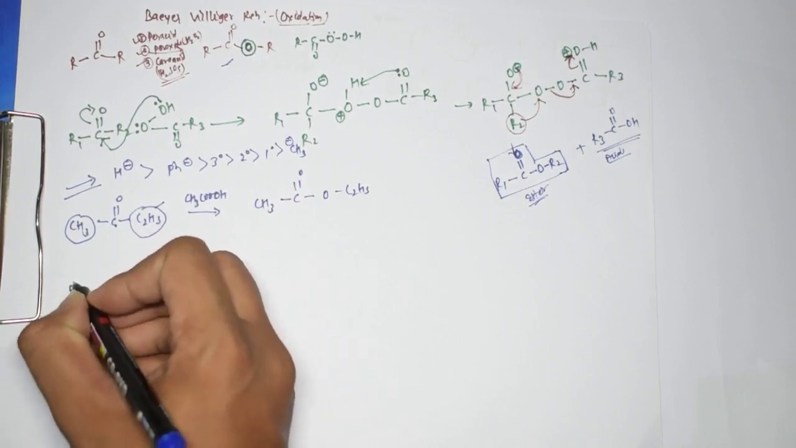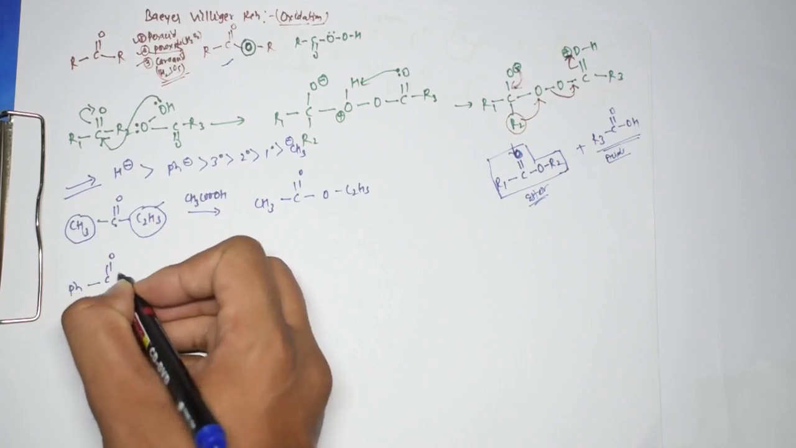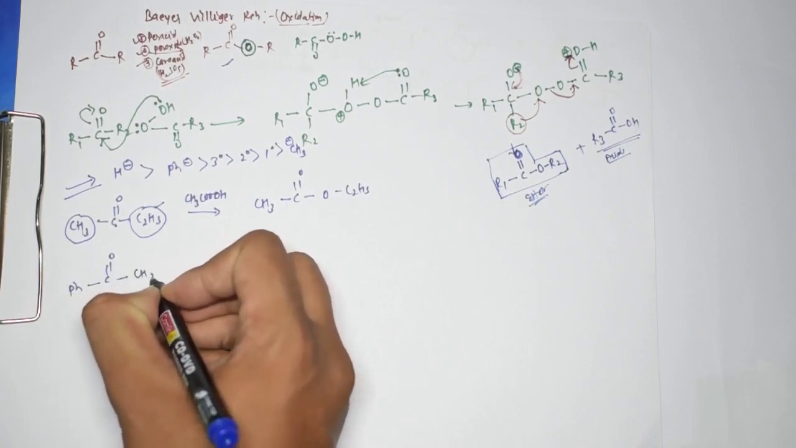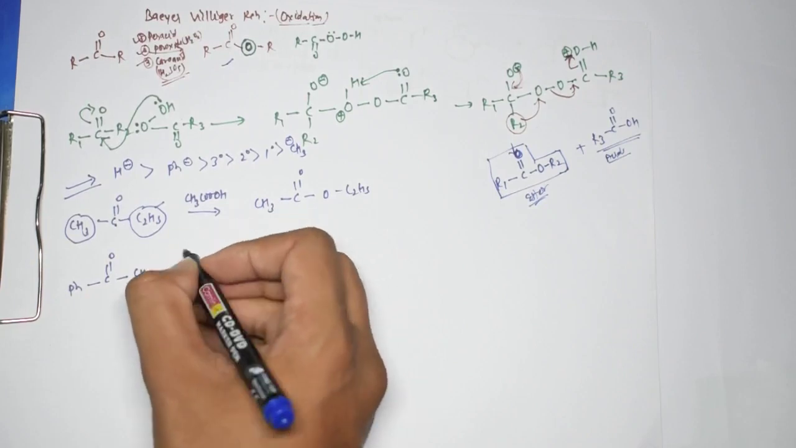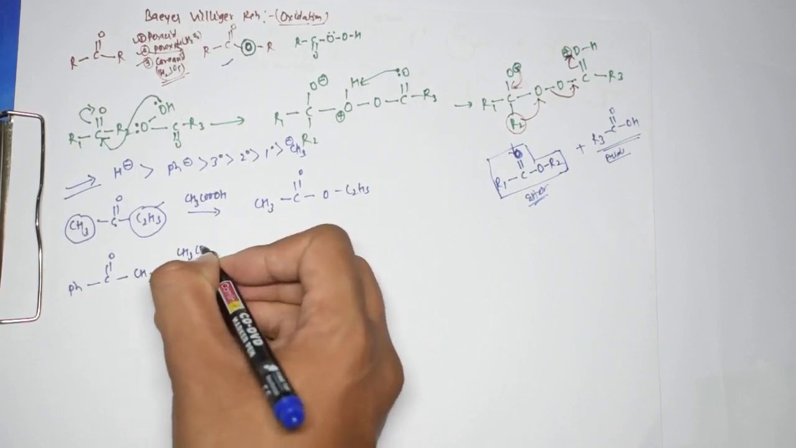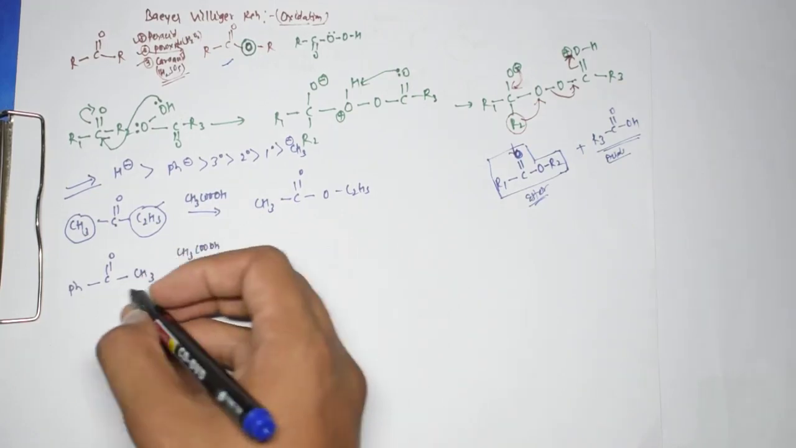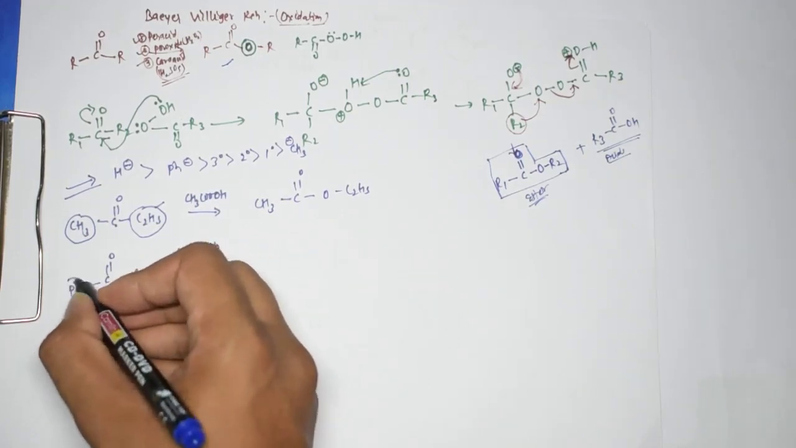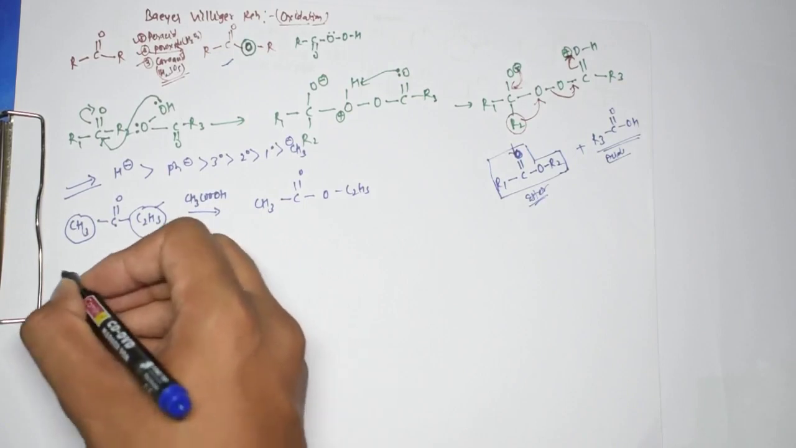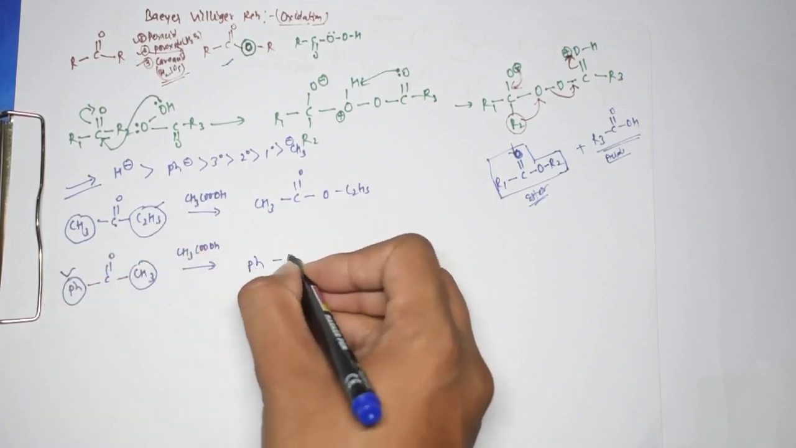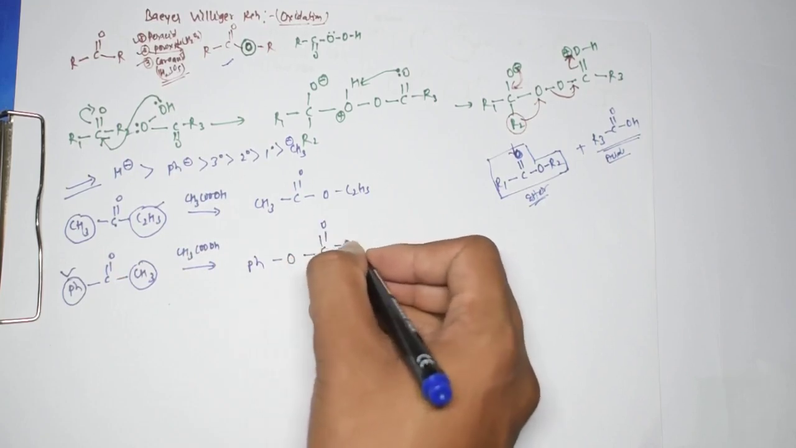If I say we have this Ph, and here we have this C double bond O, and on the other side we have this CH3, and we have used the per acid CH3 COOH. So, where will the oxygen come? In between this methyl and this phenyl, the phenyl has higher migratory aptitude. So, the oxygen will come over here, and here we will have the product like this.